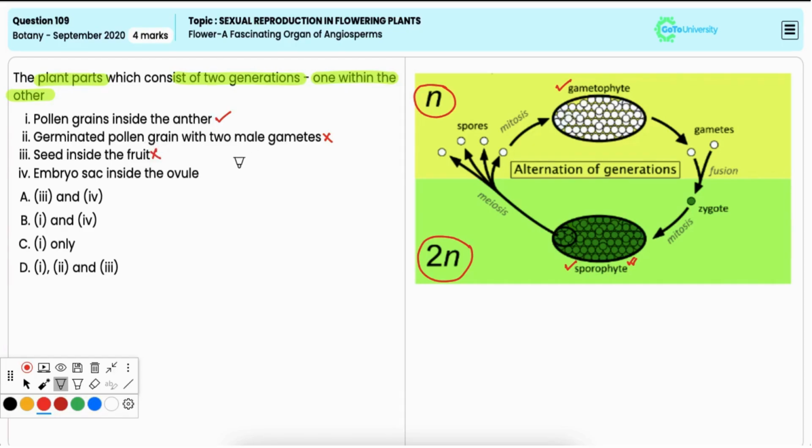Now statement 4, embryo sac inside the ovule. Now this is correct. The embryo sac is the female gametophyte, that is, the haploid generation, that develops within the ovule, which is a part of the sporophyte, that is, the diploid generation. So this also represents two generations: the haploid gametophyte, that is the embryo sac, inside the diploid sporophyte, that is the ovule.